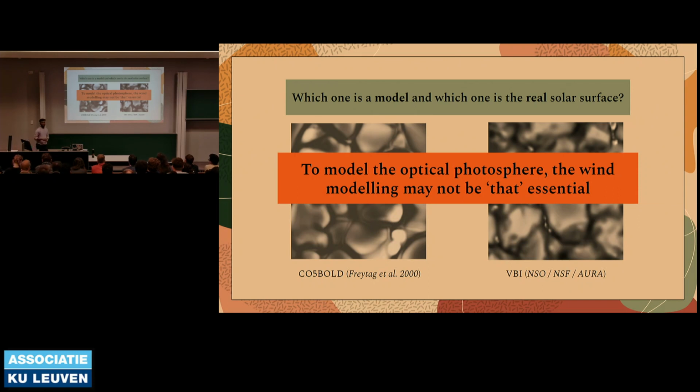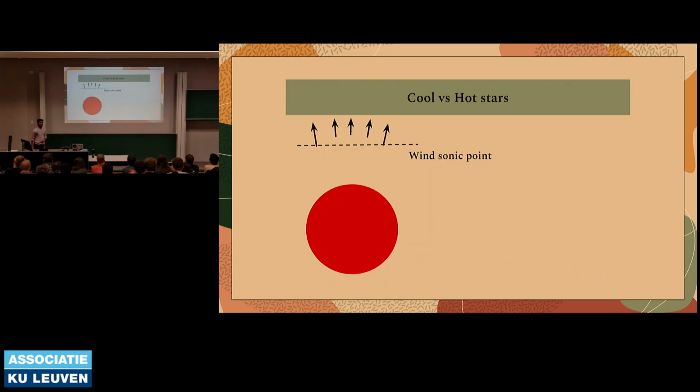If you want to model the solar surface, you don't really have to model the wind. But what do I mean by that? In the case of these cool stars, you have your classical photosphere, which the solar community calls the tau 1. We call it the tau 2/3 point. But then the wind is actually launched much farther away from the surface of the star.